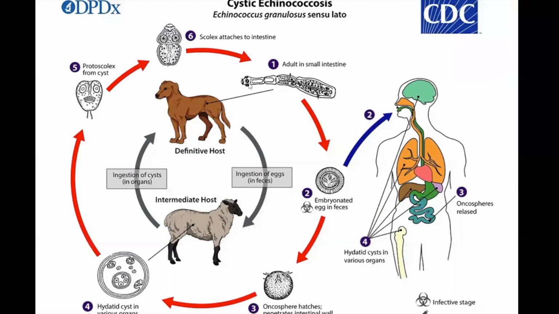This attaches inside the small intestine of the dog, where it lays eggs that are then excreted into the fecal material, which can then be picked up by an intermediate host, such as a sheep or actually a human. Once these eggs hatch inside the gut of the intermediate host, they form oncospheres, which penetrate the intestinal wall and get into the bloodstream. Once in the bloodstream, they can set up shop in various organs, such as the lungs, liver, or brain, and this is how they form the hydatid cyst.